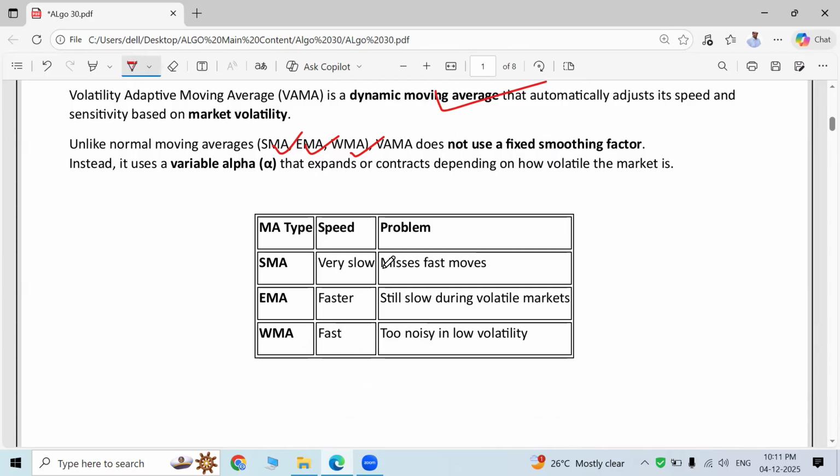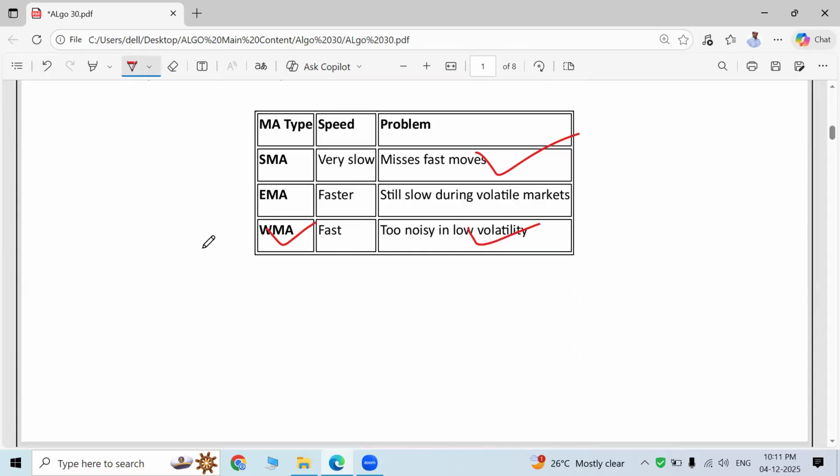So SMA is very slow. If a faster move is coming, then since it is a lagging indicator, it misses that move. The EMA we can consider faster, but still in a volatile market, it won't work. And WMA works very badly in low volatility. But VAMA works in low volatility also, and VAMA works with high volatility also. So that's the special part of VAMA.